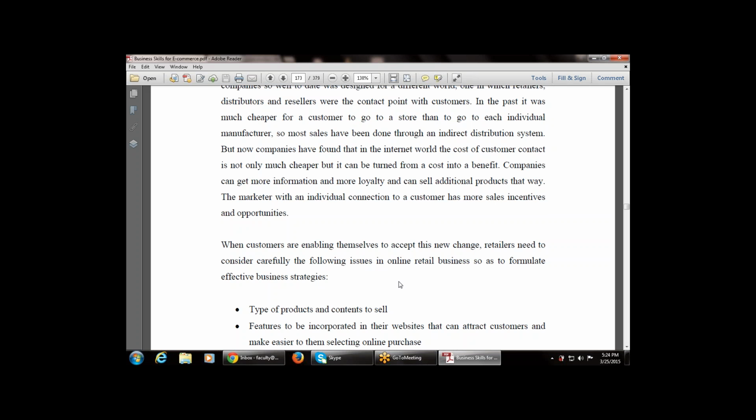The first issue is the type of product and content to sell. That is, what type of products and what content to sell. Then the features to be incorporated in their websites: what features must be incorporated in the websites that can attract customers and make it easier for them to select online purchases.